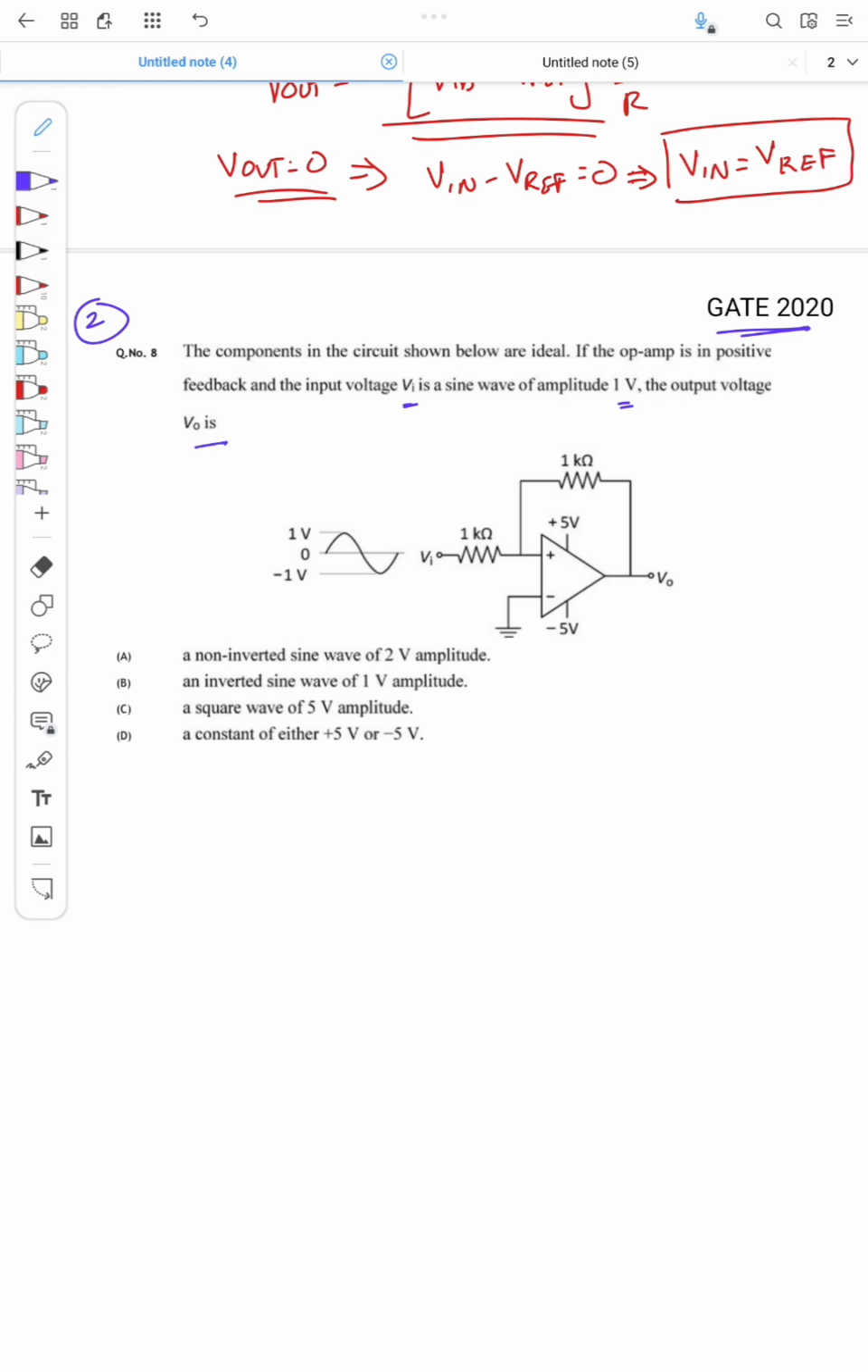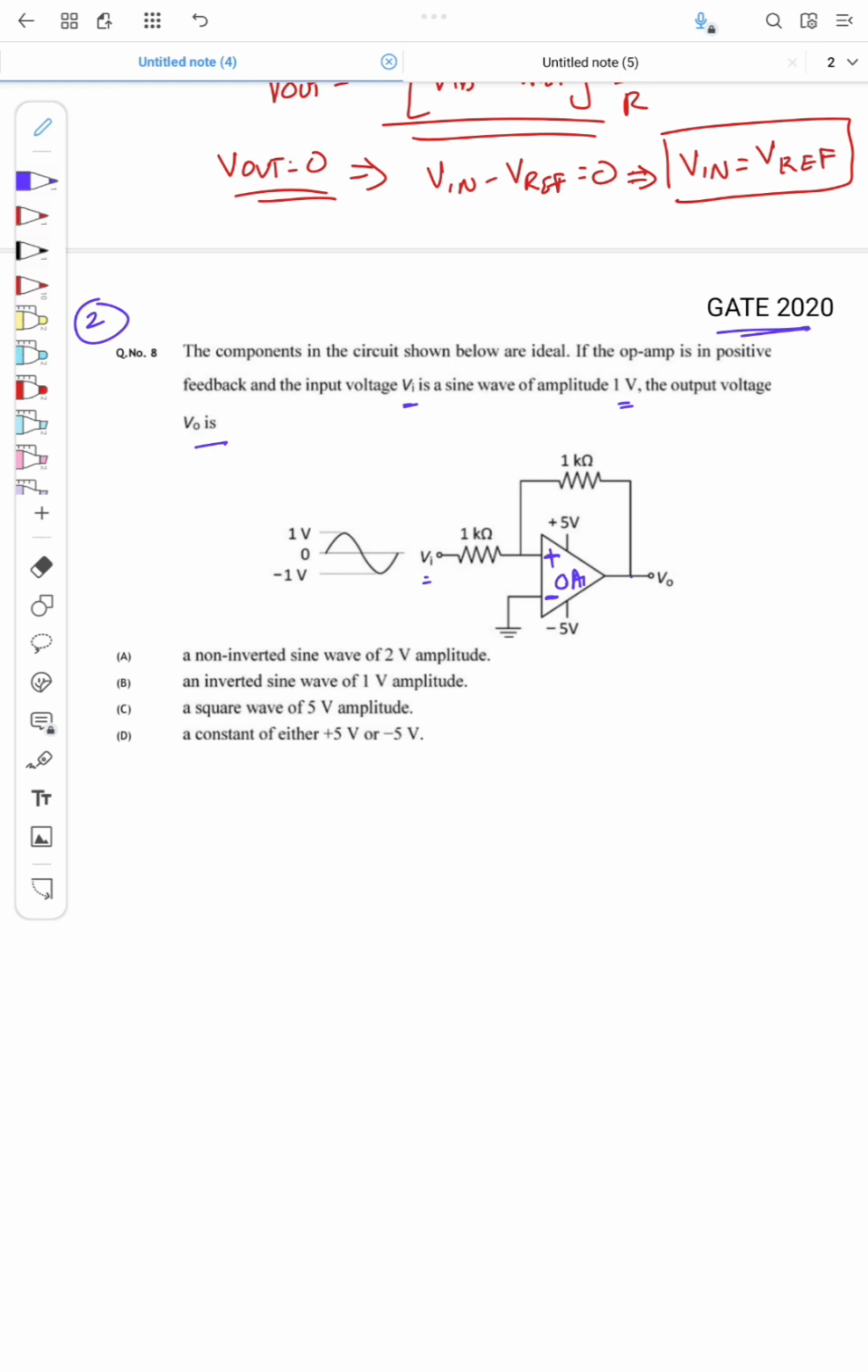So given this is an ideal op amp. I'll call it OA1, an ideal op amp, and Vi is the input signal having amplitude 1 volt, and Vout is the output voltage. Now if you carefully see here, the feedback is connected at the non-inverting terminal plus, and the inverting terminal is connected to ground, right?